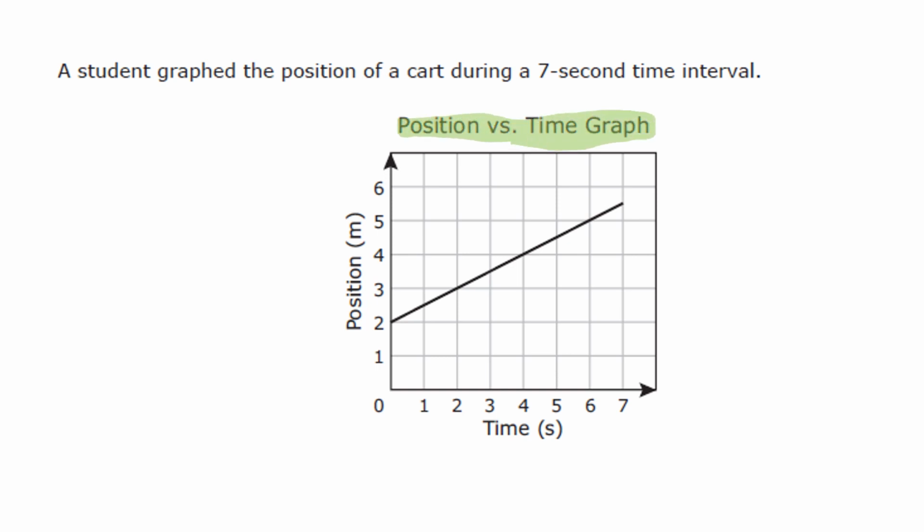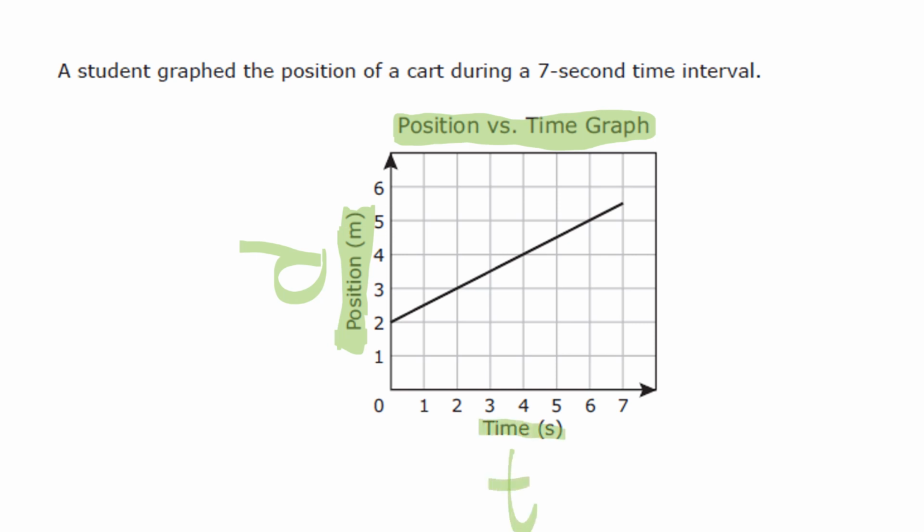First thing we want to look at is what kind of graph is it? Is it a position time graph? Next thing we want to look at is what is the y measuring? Position. And if you remember from the first or second slide, position also means distance. So we'll put a lowercase d, and then t represents time.